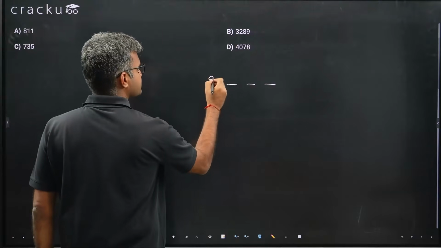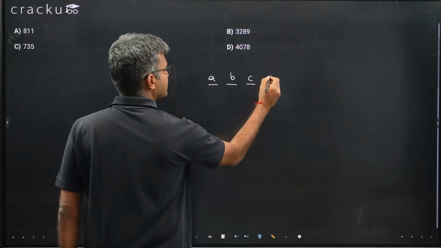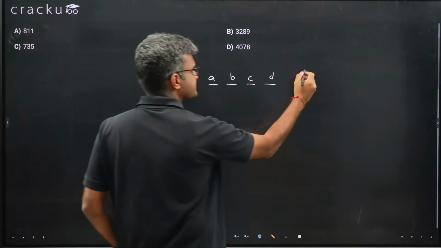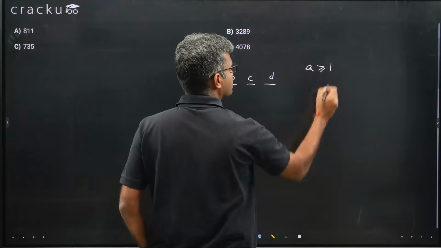Let the 4-digit number be A, B, C, and D. This 4-digit number is greater than 1000. So the first digit A will be greater than or equal to 1.